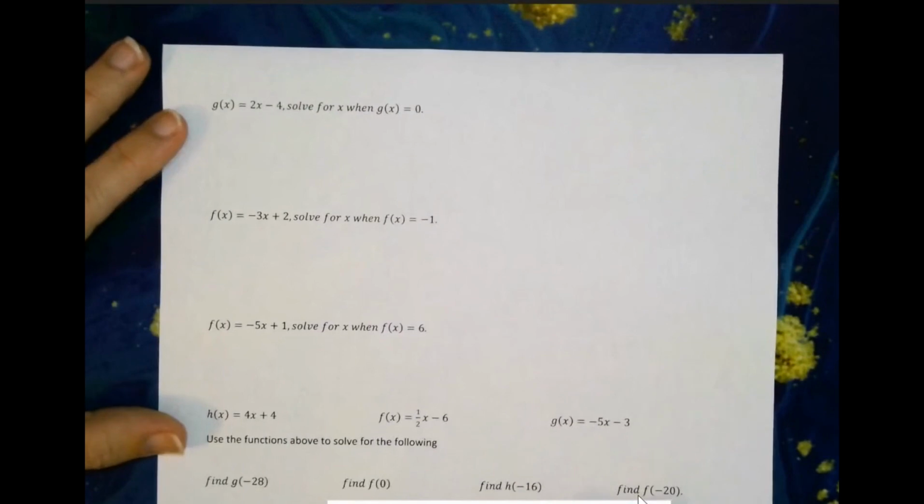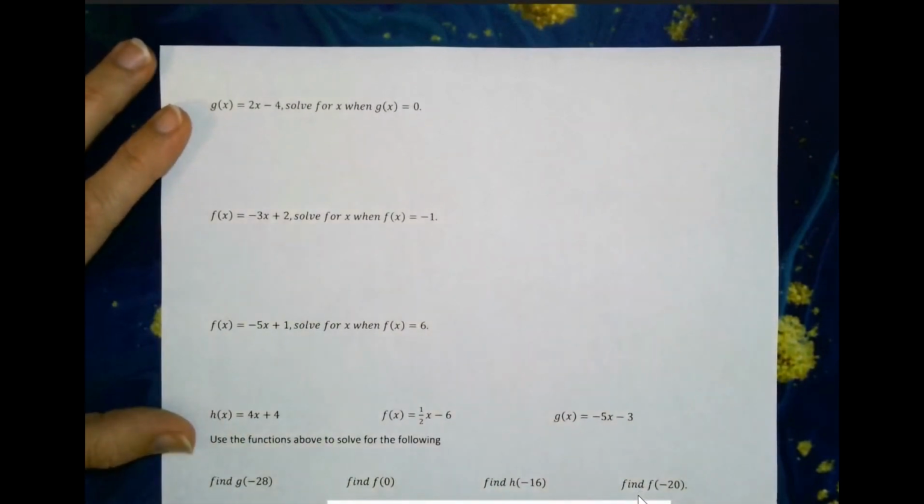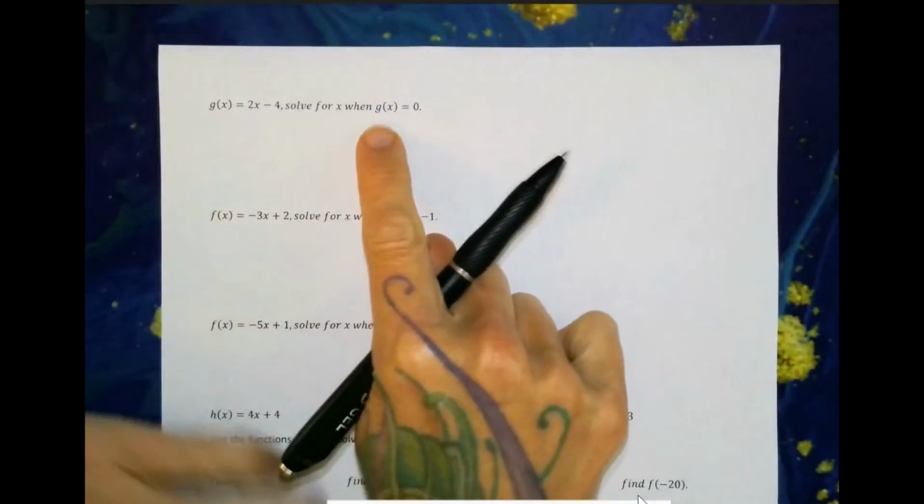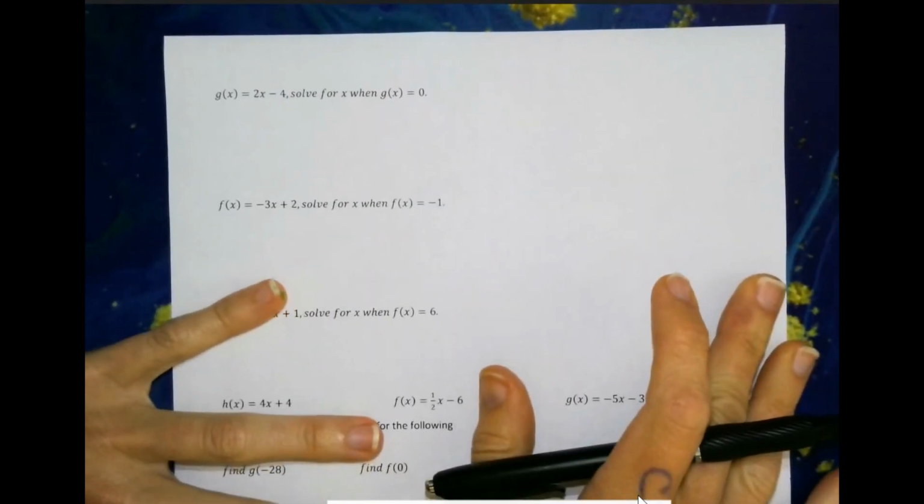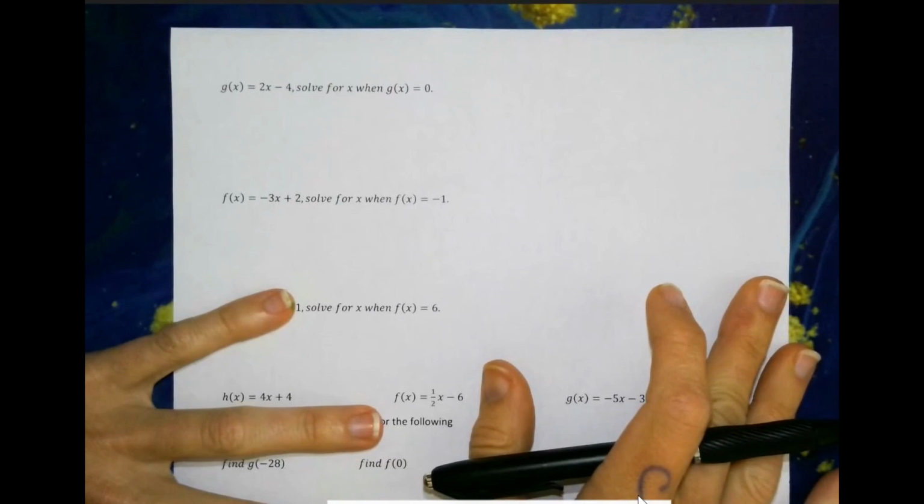Oh, I mistyped. I just see a mistake that I made on the worksheet. That's what I get for going too fast. Okay, g of x equals 0 again. I'm going to let you try this one. I know I only did one.